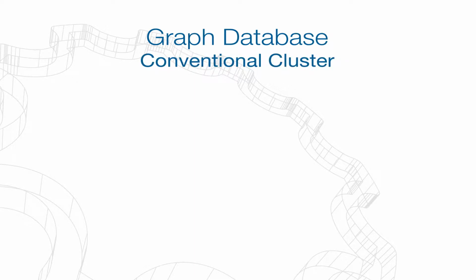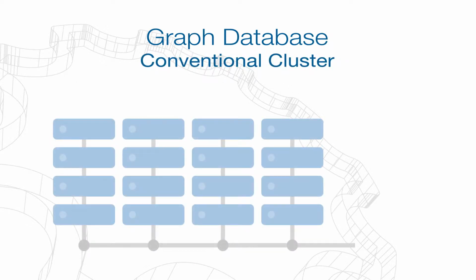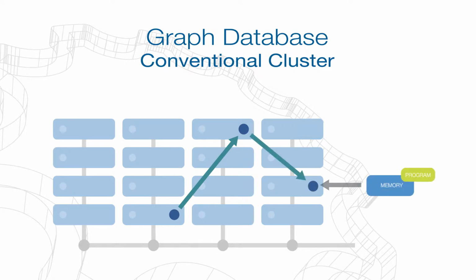Here is an example of a graph database on a conventional cluster where each block represents a server in the cluster. Traversing a graph causes data accesses to be out of order, which in the case of conventional clusters means that they cannot take advantage of CPU cache for local performance and are hit with the same wasteful four-way packet communications for each remote access as clusters in general.